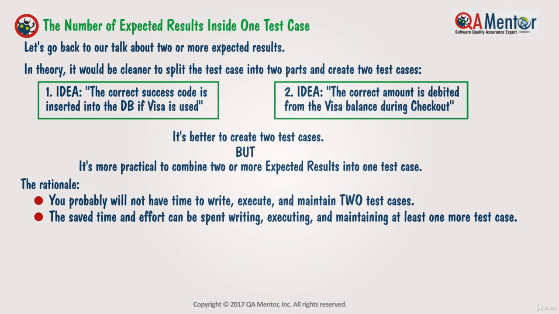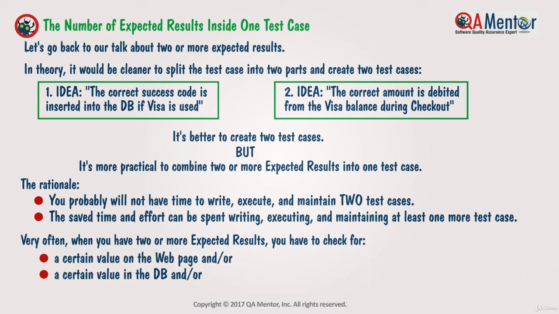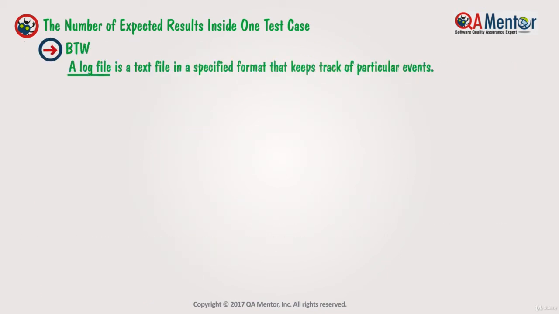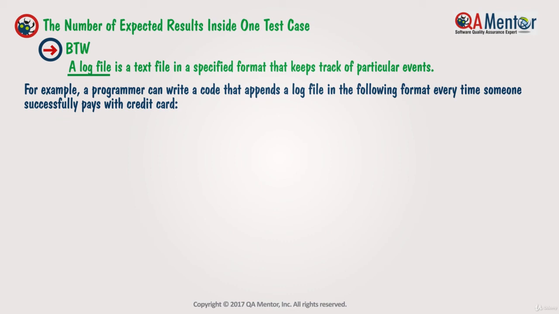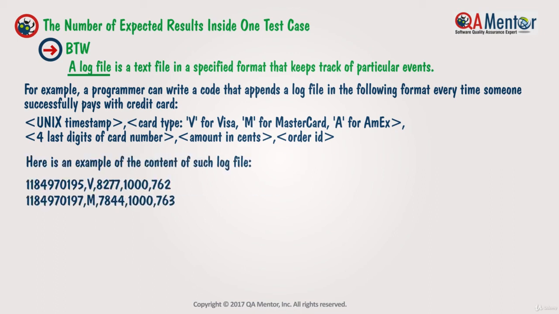Very often, when you have 2 or more expected results, you have to check for a certain value on the web page and/or a certain value in the DB and/or a certain value in the log file. By the way, a log file is a text file in a specified format that keeps track of particular events. For example, a programmer can write a code that appends a log file in the following format every time someone successfully pays with a credit card. Here is an example of the content of such a log file.